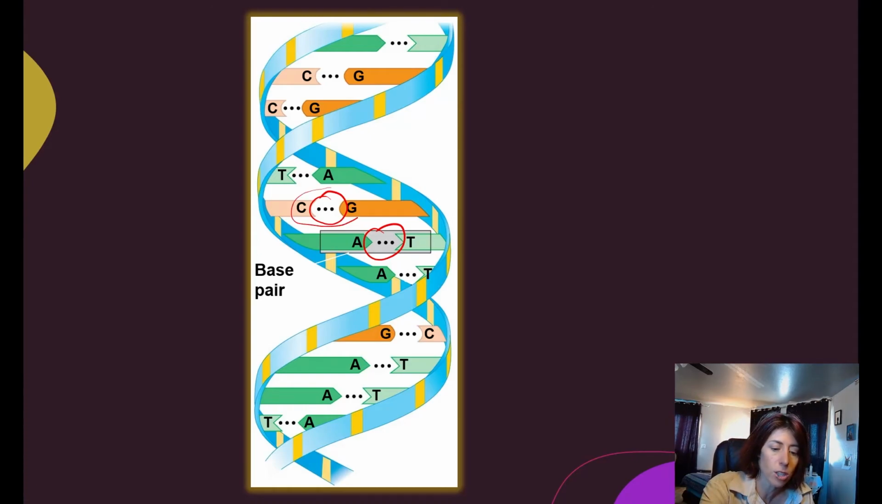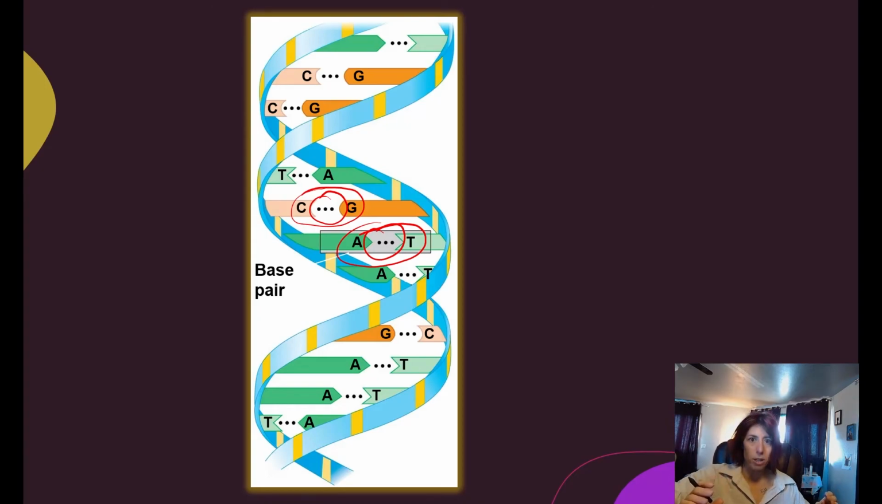Now, there are rules for which nitrogenous bases can bind to which. C's and G's always bind together, and A's and T's always bind together. You're not going to find A's binding to G's or T's to G's. It's always A to T and G to C. Now, these are called complementary base pairing rules, and the basis for the complementary base pairing rules is chemistry.